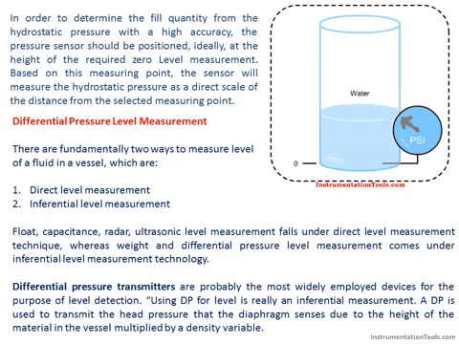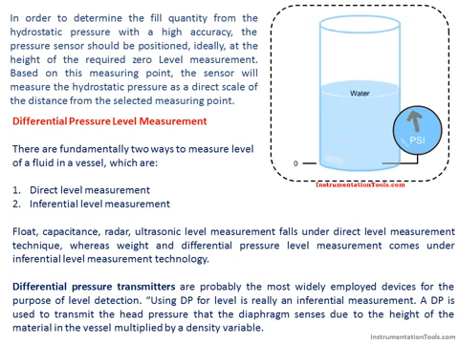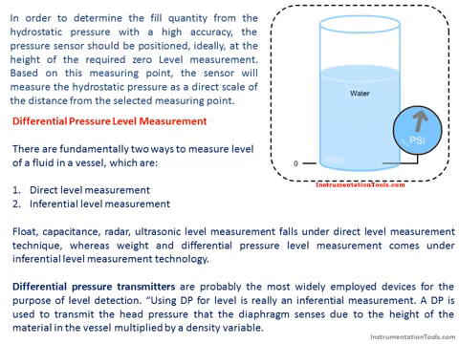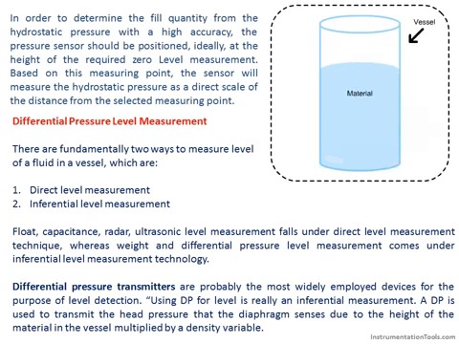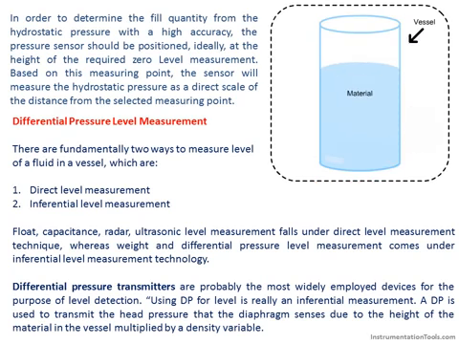In order to determine the fill quantity from the hydrostatic pressure with a high accuracy, the pressure sensor should be positioned, ideally, at the height of the required zero-level measurement. Based on this measuring point, the sensor will measure the hydrostatic pressure as a direct scale of the distance from the selected measuring point. Differential pressure level measurement.